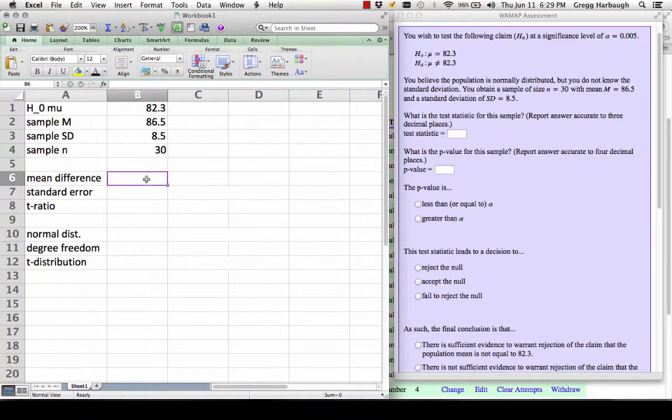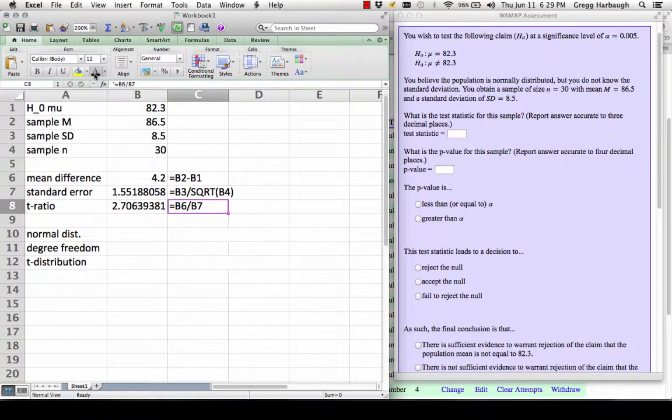The first thing that we want to do is to calculate the mean difference, in which we take the hypothesized population mean away from the sample mean. So we would take 86.5 and subtract 82.3. Next, we need to calculate the standard error, which is done by taking the sample standard deviation and dividing by the square root of the sample size. And dividing 4.2, the difference, by the standard error gives us our t-ratio of a little more than 2.7.